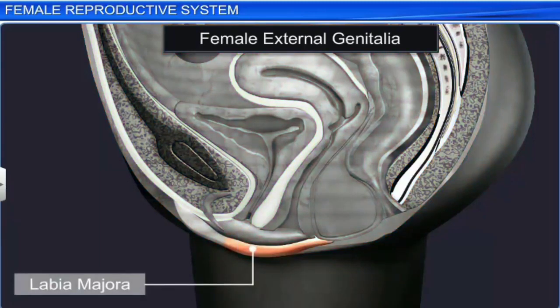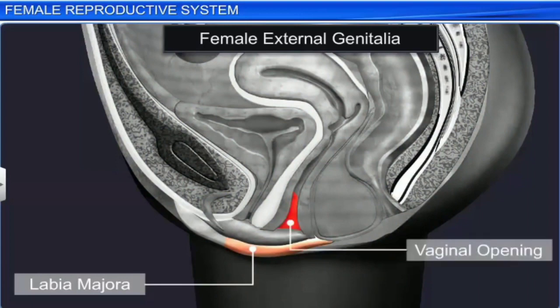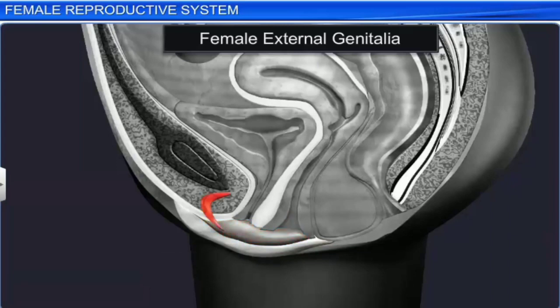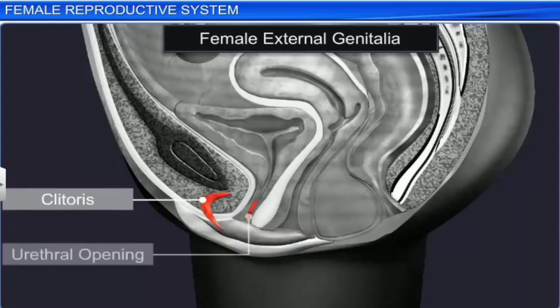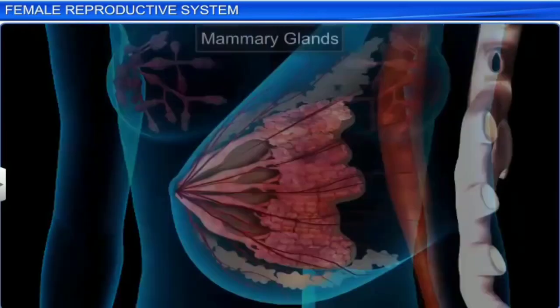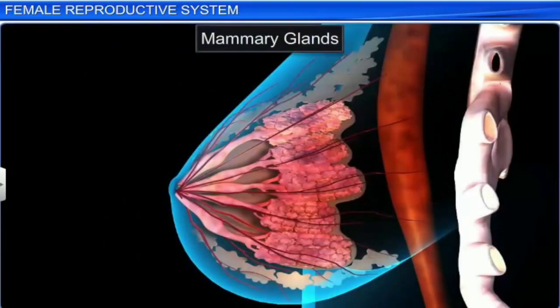The labia majora consists of fleshy folds of tissue that extends down from the mons pubis and surrounds the vaginal opening. Hidden under the labia majora is the labia minora. Towards its upper end lies the clitoris, a small finger-like structure, and below it is the urethral opening. The female reproductive system is supported by the mammary glands.